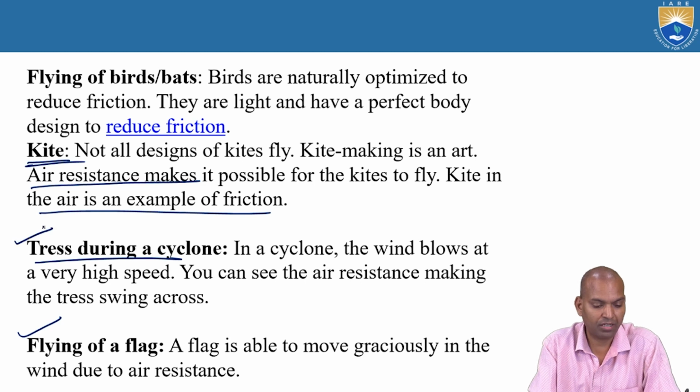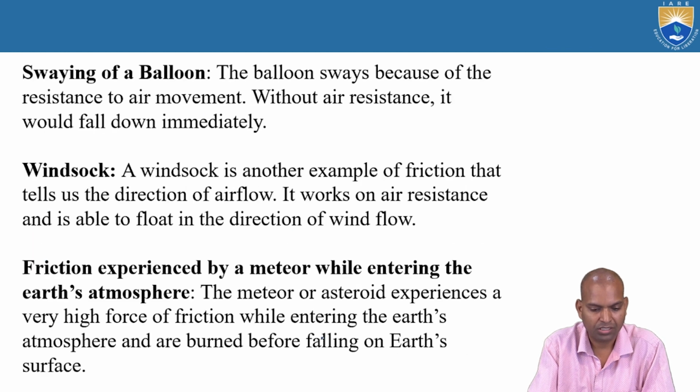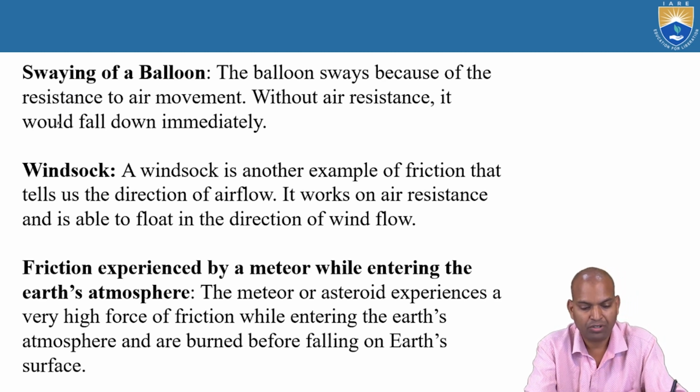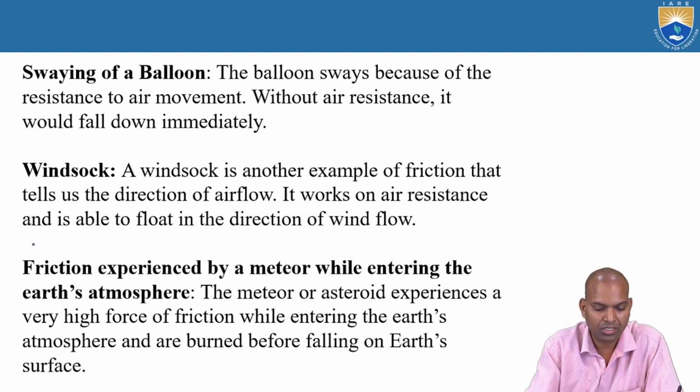The next one is the flying of a flag. A flag flutters gracefully in the wind due to what? Air resistance. Then the swaying of a balloon or windsock. The balloon sways because of the resistance of air movement. Without air resistance, it will fall down immediately. Next, the windsock is another example of friction that tells us the direction of airflow. It works on air resistance and is able to float in the air flow.